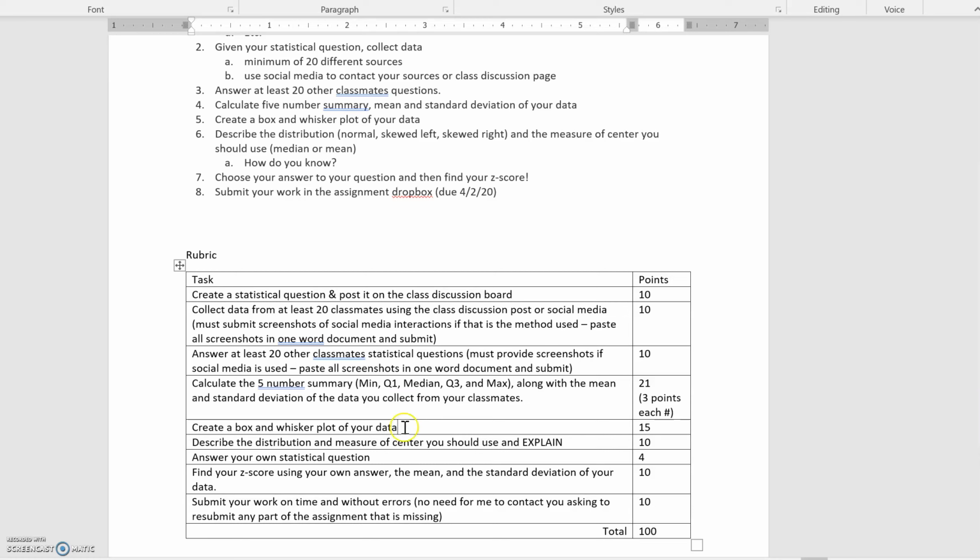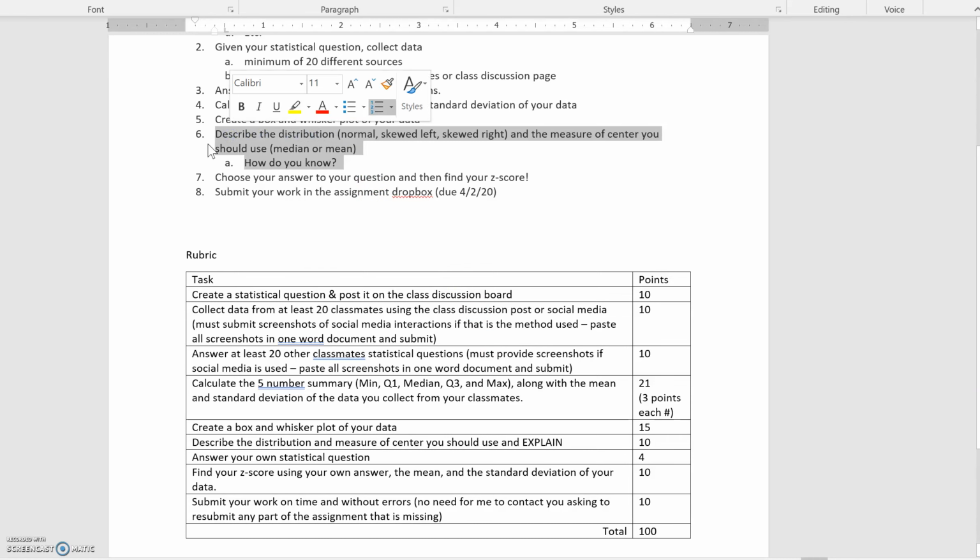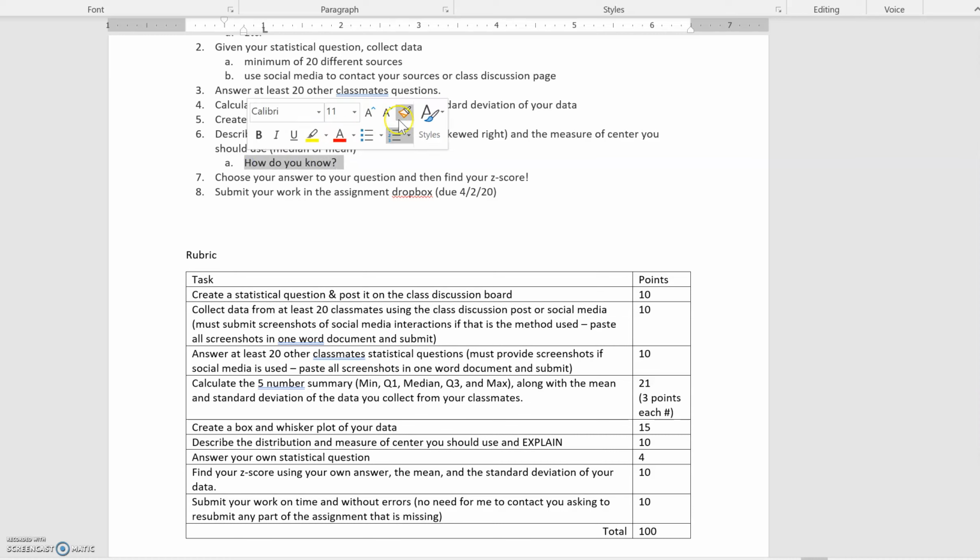Okay, the next thing you're going to do is describe the distribution and the measure of center you should use for your data, and explain. Once you've calculated your 5-number summary and created a box and whisker plot, you should be able to see if your distribution is normal, skewed left, or skewed right, and depending on your answer, whether you should use the median or the mean. Make sure you're explaining how you know your distribution is either normal or skewed, and how you know you should be using either the median or the mean.